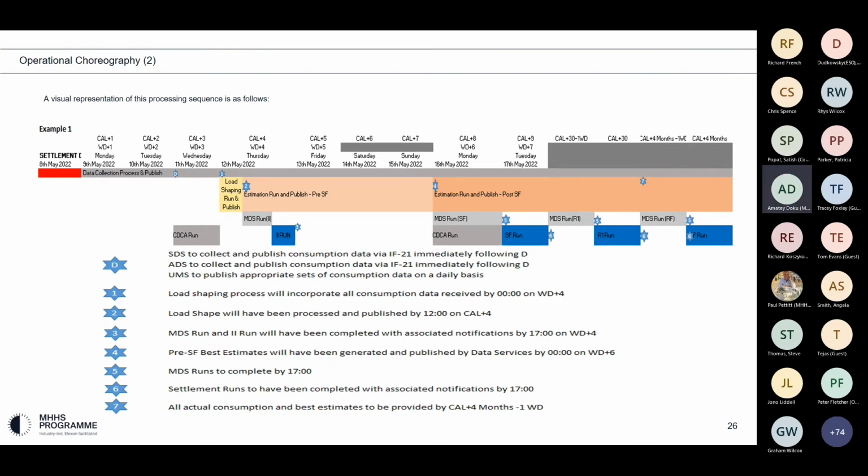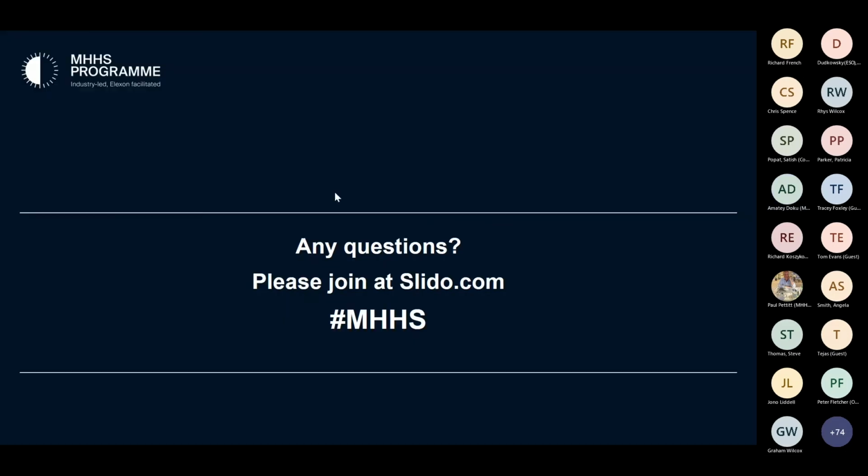Not since we discussed earlier, so we can pick up some of the other ones at the end. Okay, so that was the end. So Amity, is there anything else that we need to pick up now?